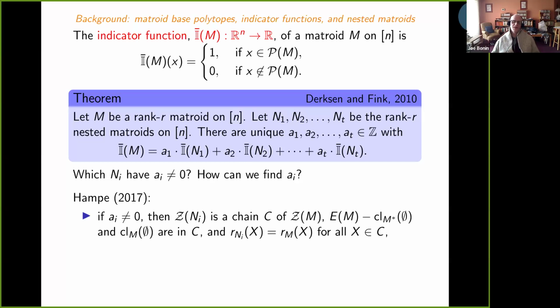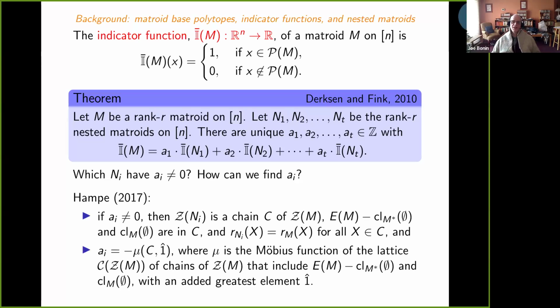And Hampe answered this in 2017. What he has is, if a_i is not 0, then this chain of cyclic flats in N_i is actually a chain of cyclic flats in your matroid. It has to include the least and greatest cyclic flats in your matroid, and the ranks are the same. So you're talking about a real chain in your matroid going from the bottom to the top. And there's an explicit formula for the coefficients.